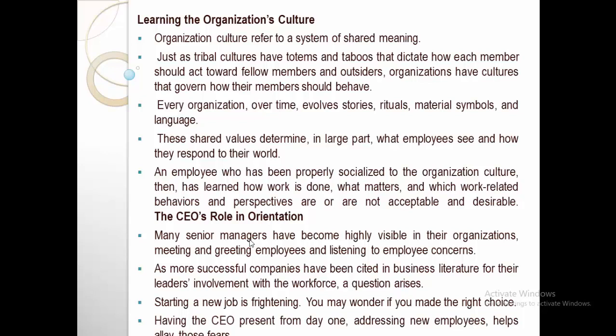The CEO's role, the Chief Executive Officer's role, in the orientation. Many managers have become highly visible in their organizations, meeting and greeting employees and listening to the employees' concerns. Successful companies have been cited in the business literature for their leaders' involvement with the workforce. Starting a new job is frightening. You may wonder if you made the right choice. Having the CEO present from day one, assisting new employees, helps those workers.